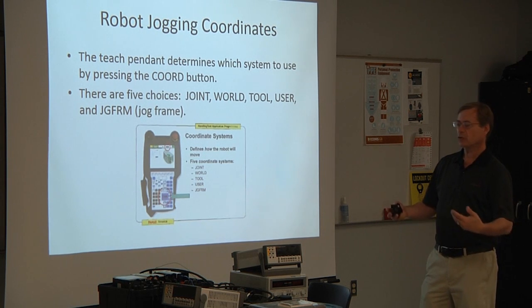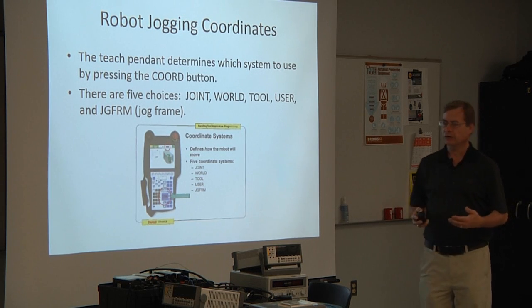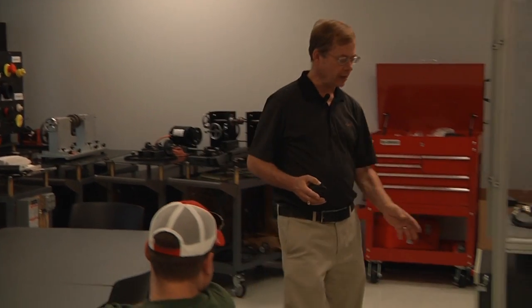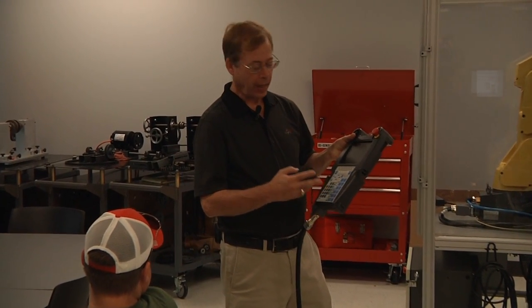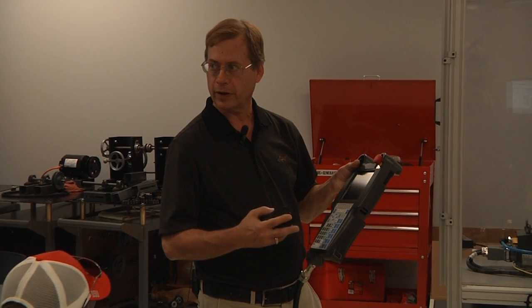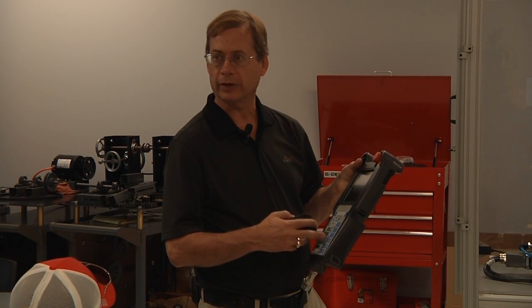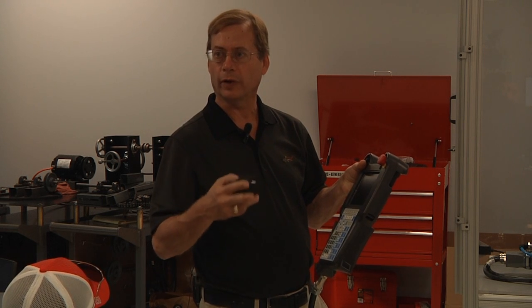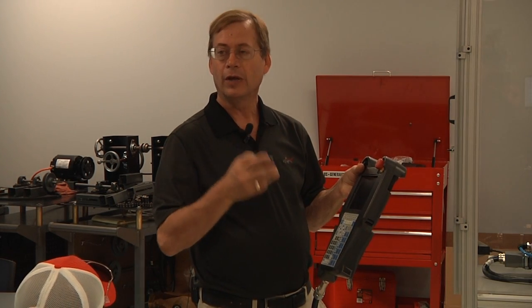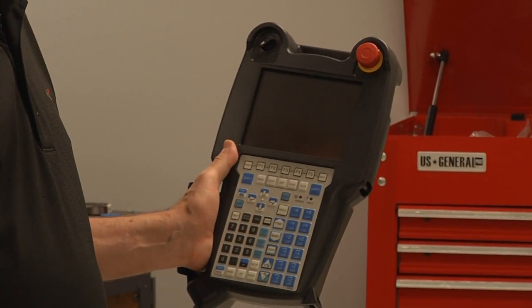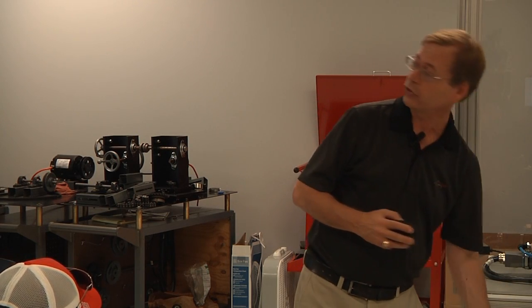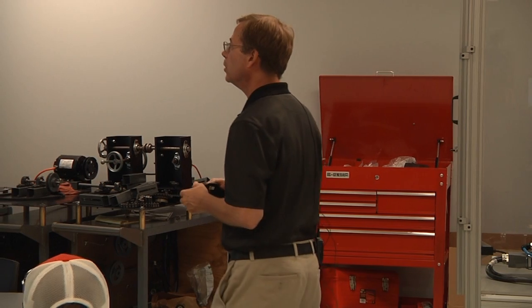So these different coordinate frames on the robot controller are selected using the robot teach pendant. The teach pendant has a button labeled COORD, coordinate. And you can change your coordinate frames at any time by pressing the coordinate button. Each time you change it, it cycles to the next one, and then it returns back up to the top. So this is very useful when you're programming, because there are times when different frames will do different values for you. You'll be able to select between joint, world, tool, user, or jog frame.